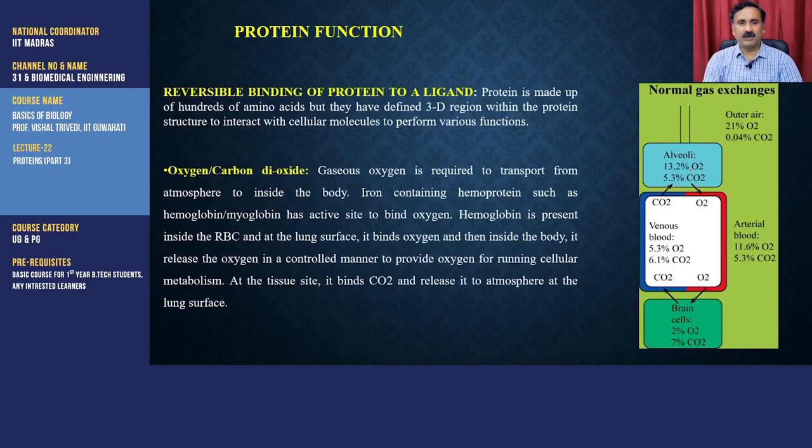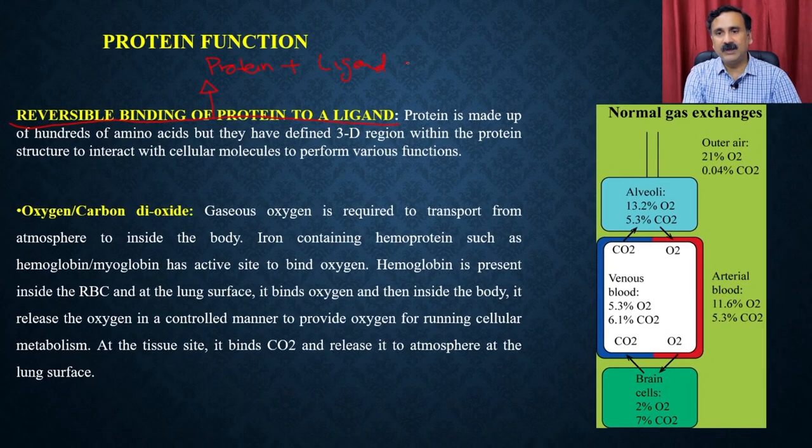Now let's move on to the next function, and the next function is the reversible binding of a protein to a ligand. One of the main features of a protein is that it can bind to its ligand, and that ligand binding is not covalent, it is reversible, which means the protein is going to form the protein-ligand complex, and depending on the concentration of these pairs, if the concentration of the PL complex goes up, then it can dissociate and give you the protein and ligand. So that's why these kinds of events are reversible, and that's why you can use this for many types of applications.